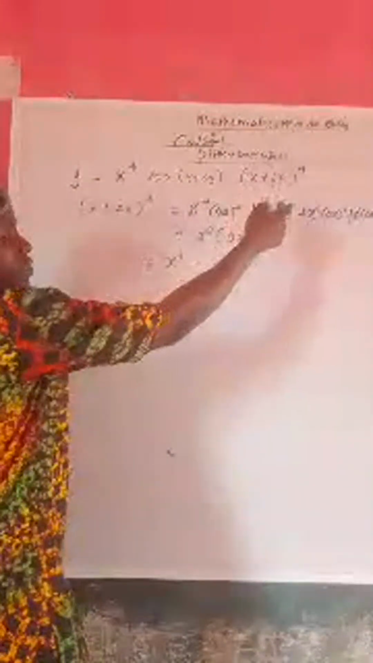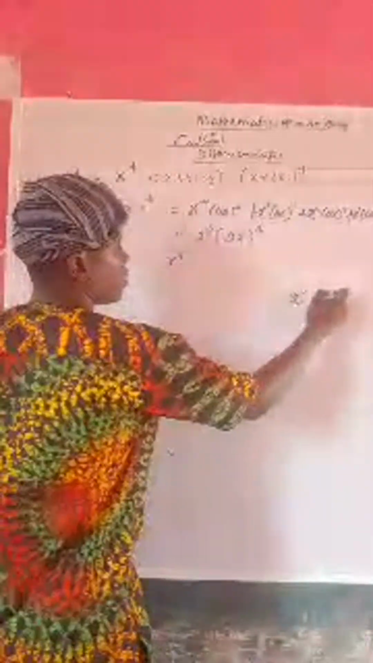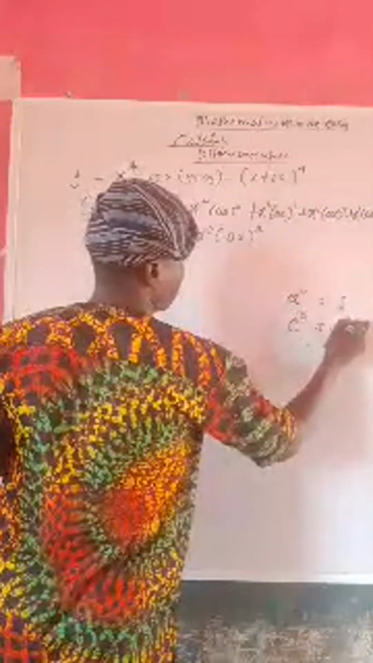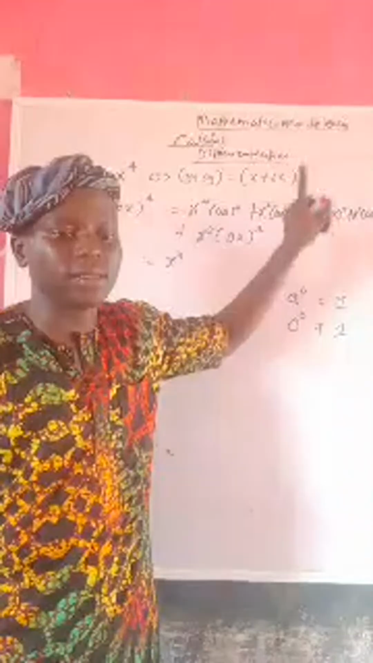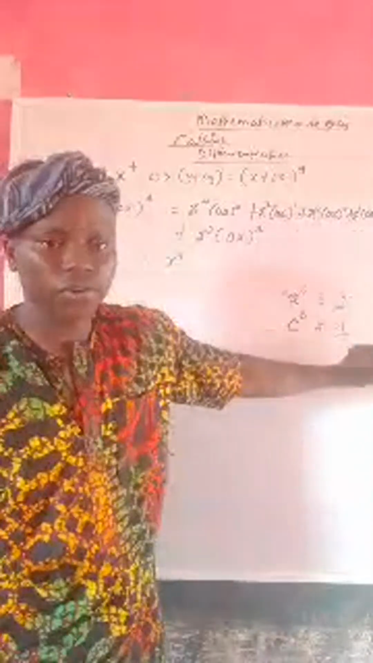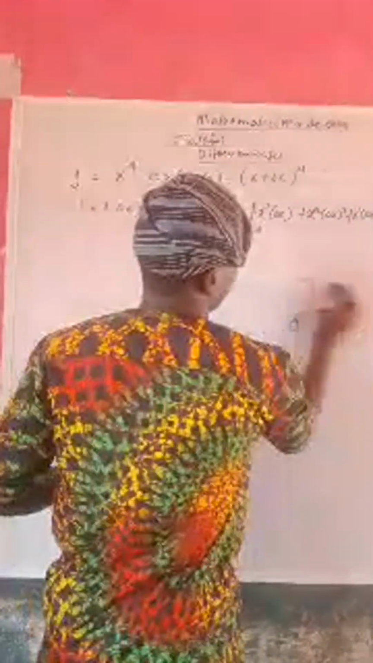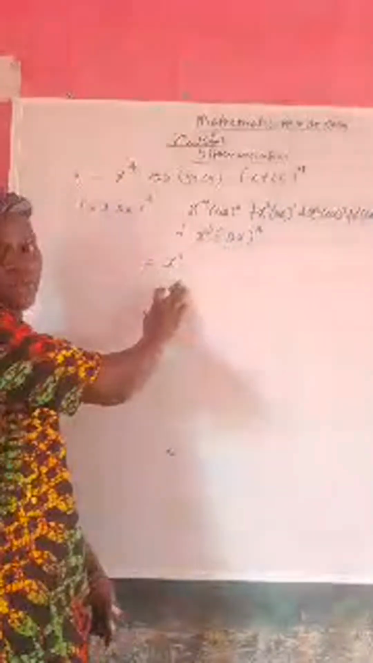So x raised to the power of 0, that is 1. Any number to the 0th power will give you 1, except 0 raised to the power of 0. Okay? So 0 raised to the power of 0 is not 1, but any other number to the power of 0 will surely give us 1. Take note of that. So increase in x to the 0th power will give us 1. So 1 times x raised to the power of 4 will give us x raised to the power of 4.